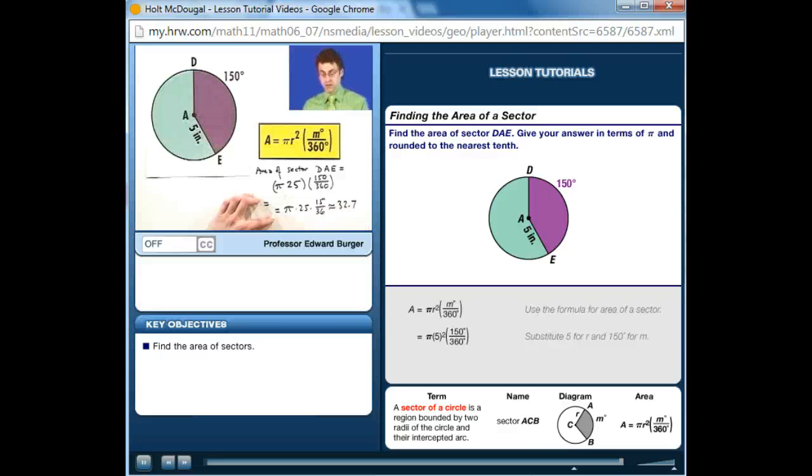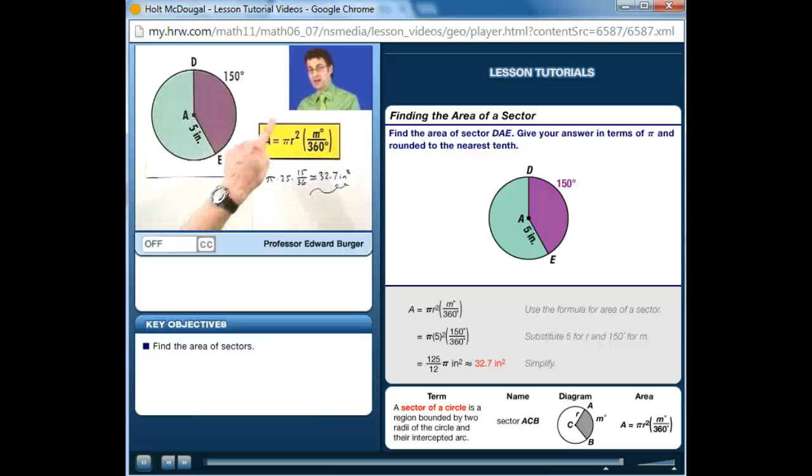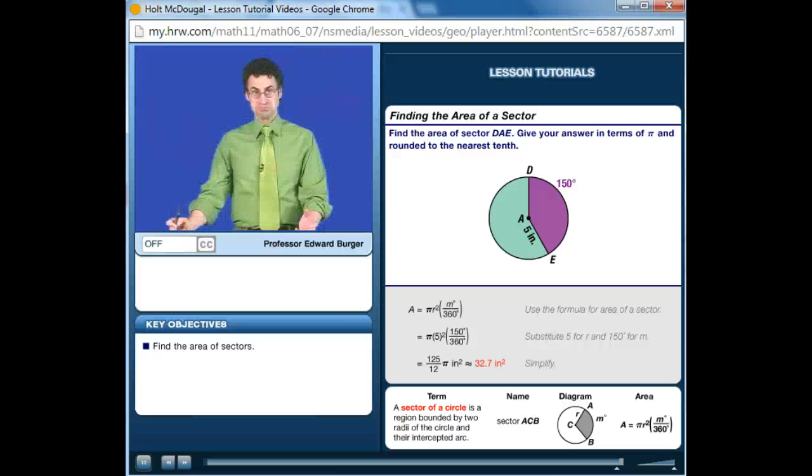And what are the units? Well, this represents area, so it's inches, but it's inches squared. So you can see how you can use this formula, which I think makes a lot of sense, in finding the area of sectors. It's literally the area of the circle multiplied by the appropriate fraction of the circle that you are considering. No big deal.